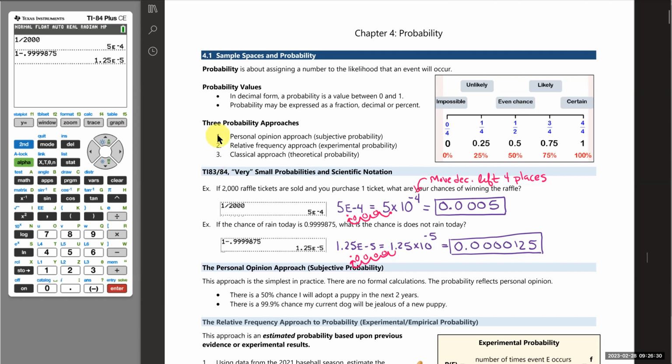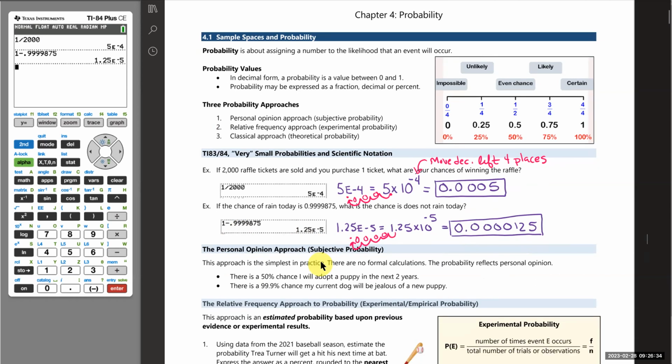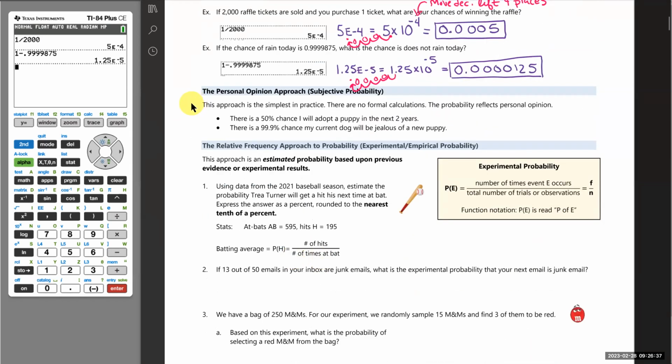So I'm going to start with this approach called personal opinion approach or subjective probability. And this approach is really the simplest in practice because it really is just based on your personal opinion. I'm going to do myself as an example. So if I had to estimate the chances that I will adopt a puppy in the next 2 years, I'm thinking maybe there's 50-50. So I might not, kind of like a coin toss, not sure. So I'm kind of on the border there between whether or not I'll do it.